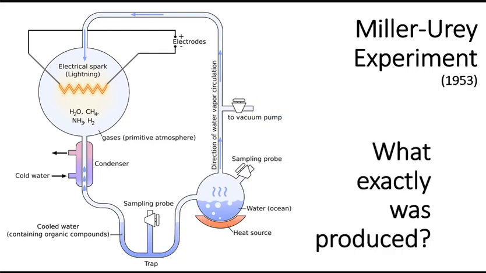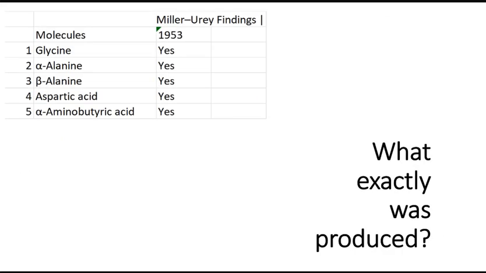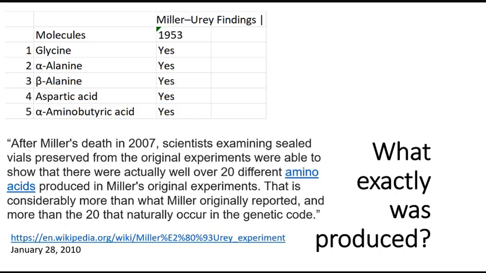Okay, what did they come up with? Miller and Urey found 5 chemicals, biochemicals, but a later group looked at the residue again. Miller passed away in 2007, and in 2008 a publication was released where they had gone back and looked at the chemicals again, and what they found was that there were more than Miller had originally reported. As a matter of fact, there was more than the 20 that naturally occur in the genetic code.